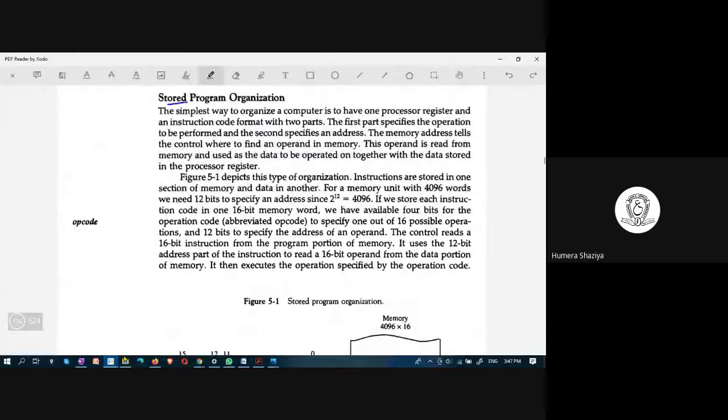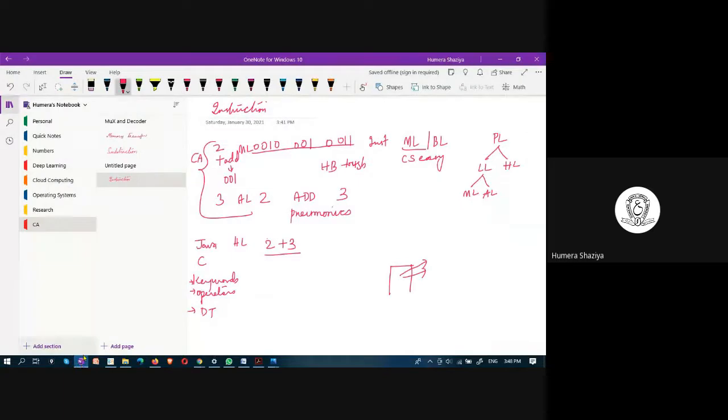Stored program organization. What do you mean by stored program organization? Whenever you write a program, remember we are learning these two things: machine language or binary language, and assembly language. We are not touching upon or diving into high level languages. Computer architecture is all about these low level things. It's not about high level things.